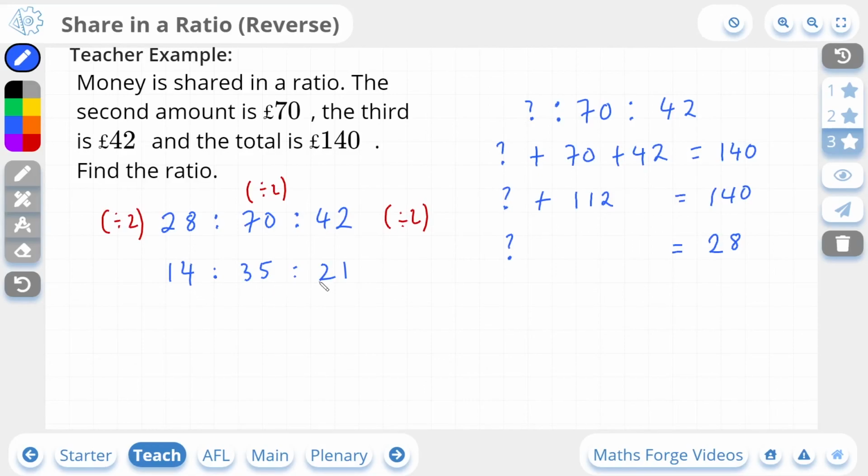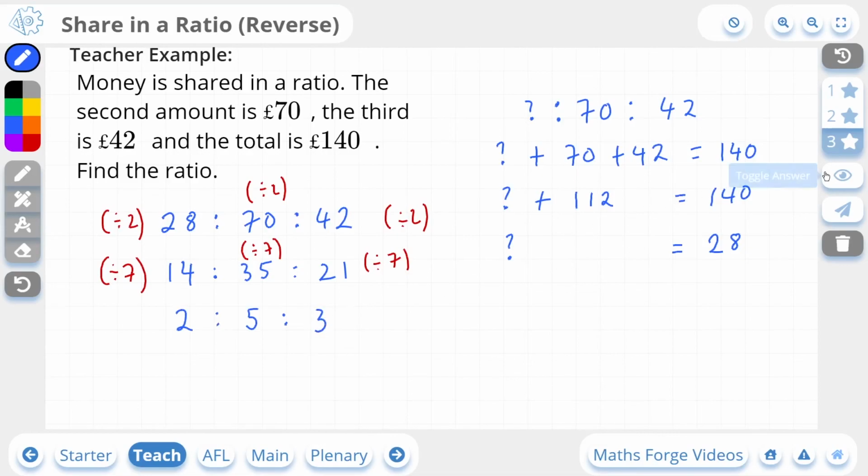And I can see here that we can divide this ratio by another amount. This is not fully simplified. The highest common factor here is 7. So I'm going to go ahead and divide every single part of this ratio by 7. This now leaves us with a ratio of 2 to 5 to 3. And this cannot be simplified further, so this must be our ratio.